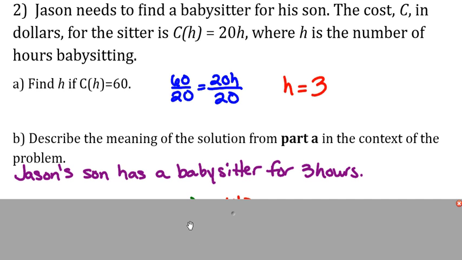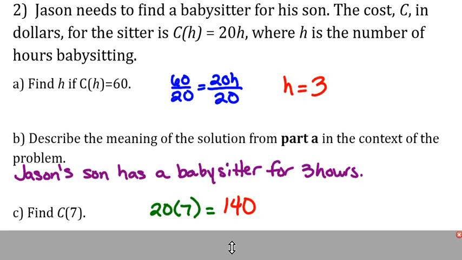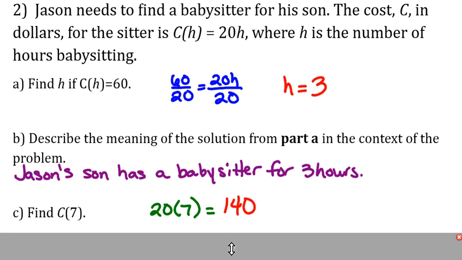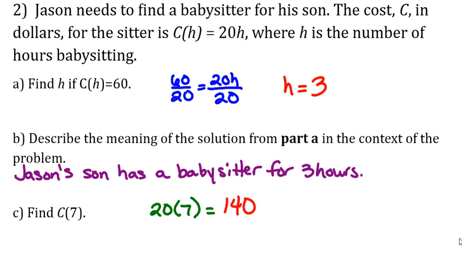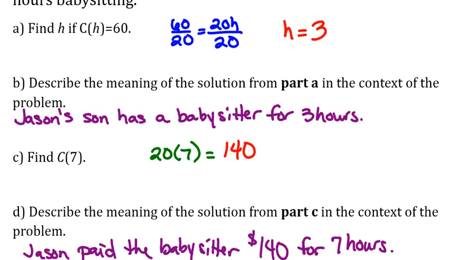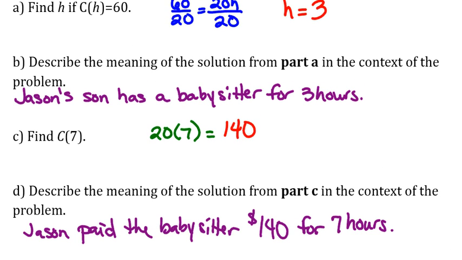The next part was finding C of 7. So C of 7, that means for 7 hours, how much would you pay the sitter? Substitute that into the function, and you're going to pay $140 for 7 hours of babysitting. And that's the meaning for C of 7.